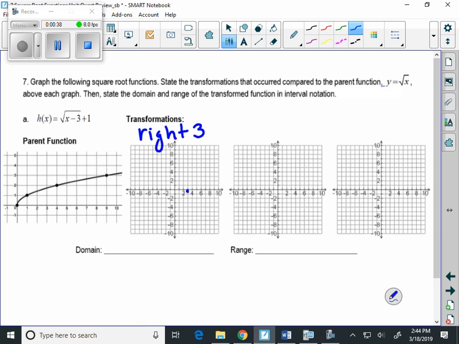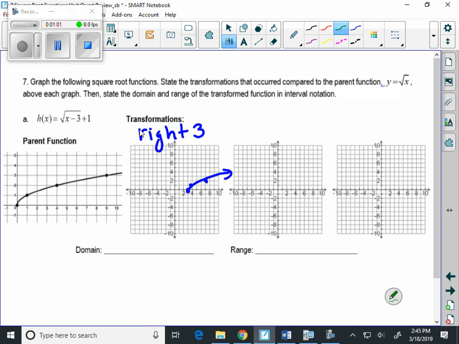So we're going to start here at 3, 0, and then the point 1, 1 is going to move over here to 4, 1. The point 4, 2 is going to move to 7, 2. And then our point 9, 3 is not going to fit on the graph. So there's our first transformation.